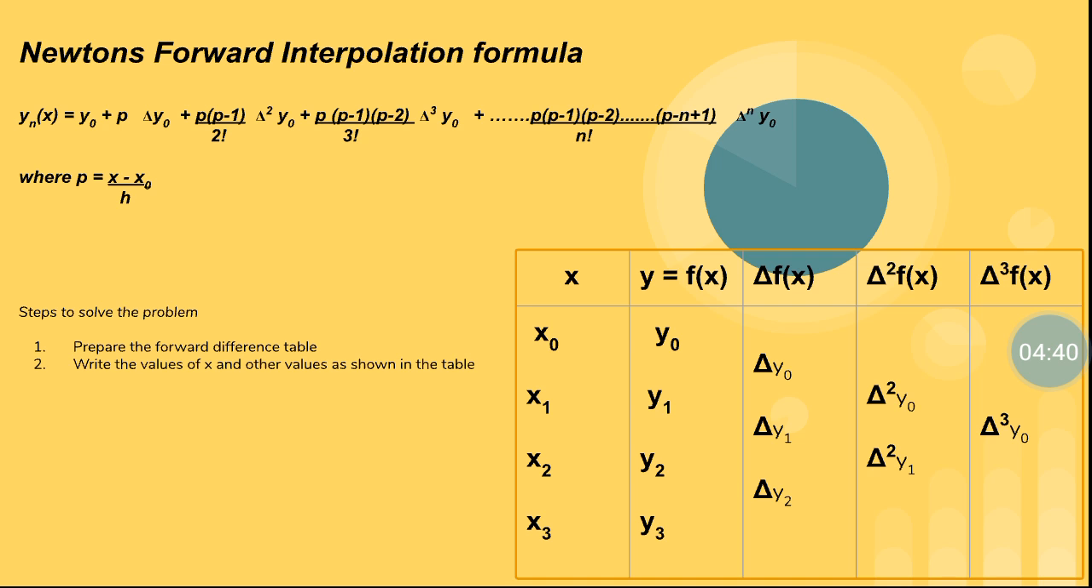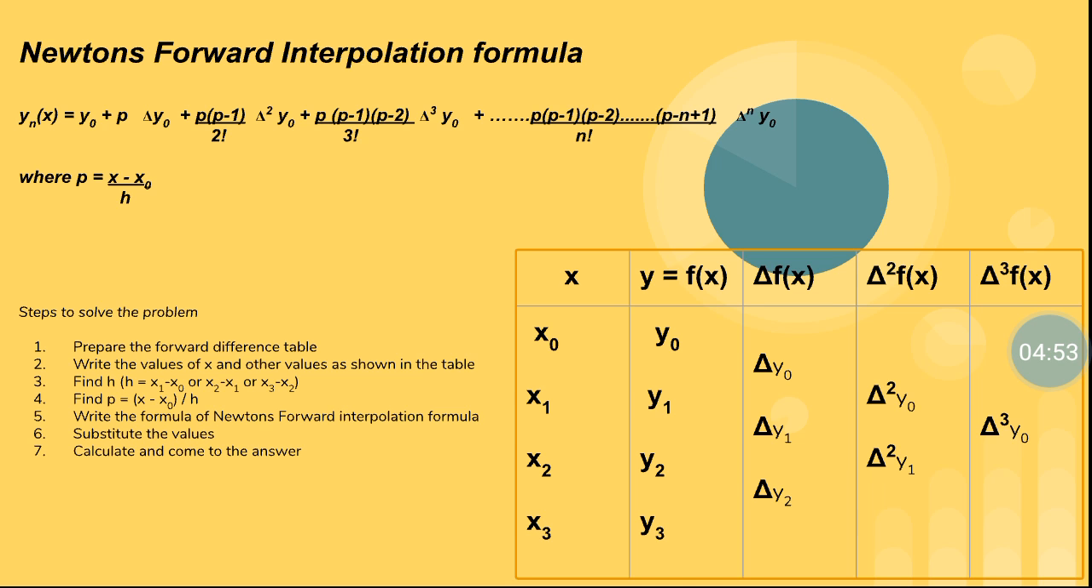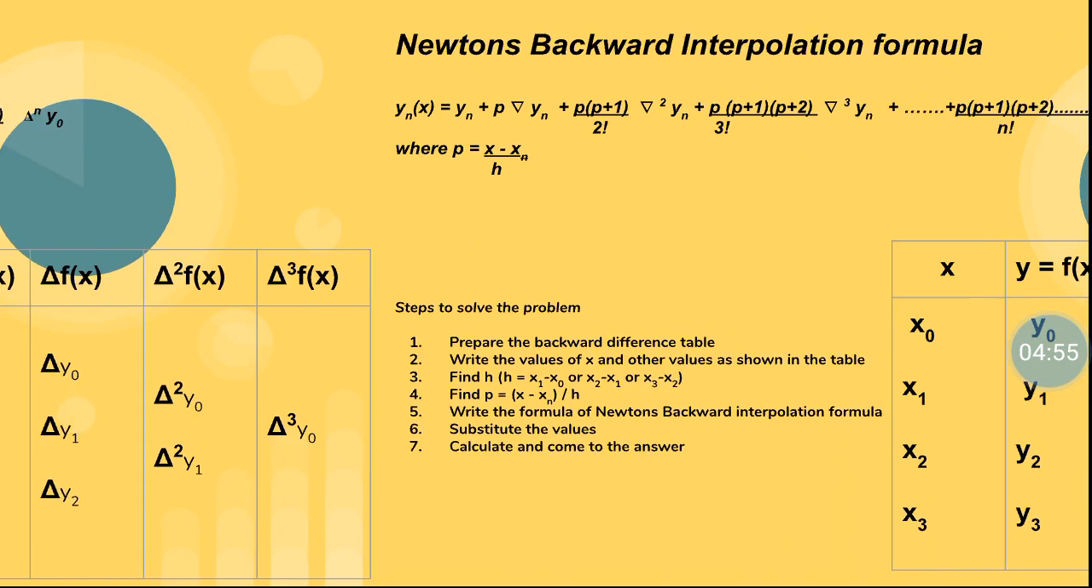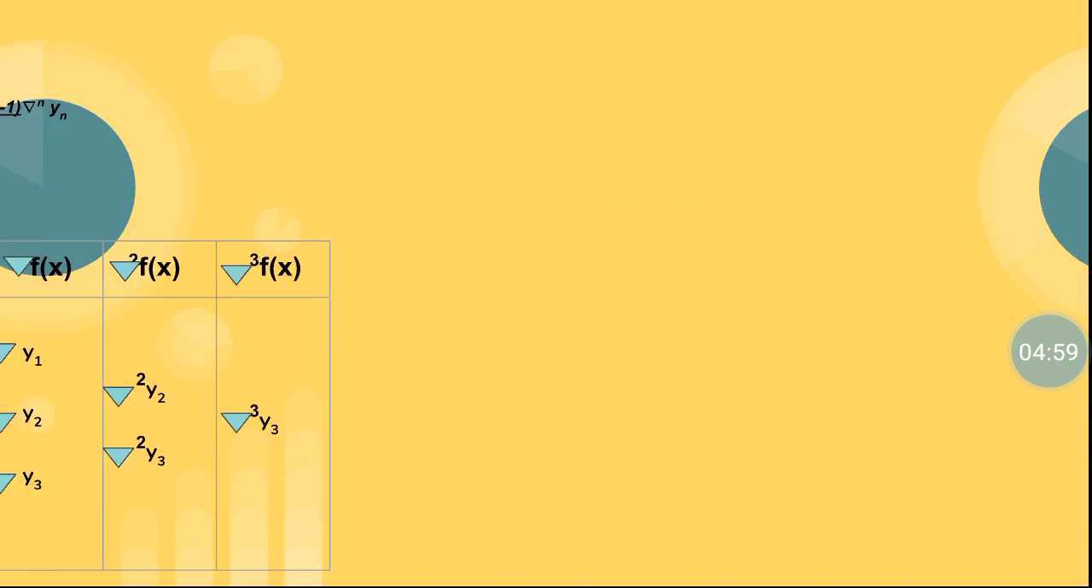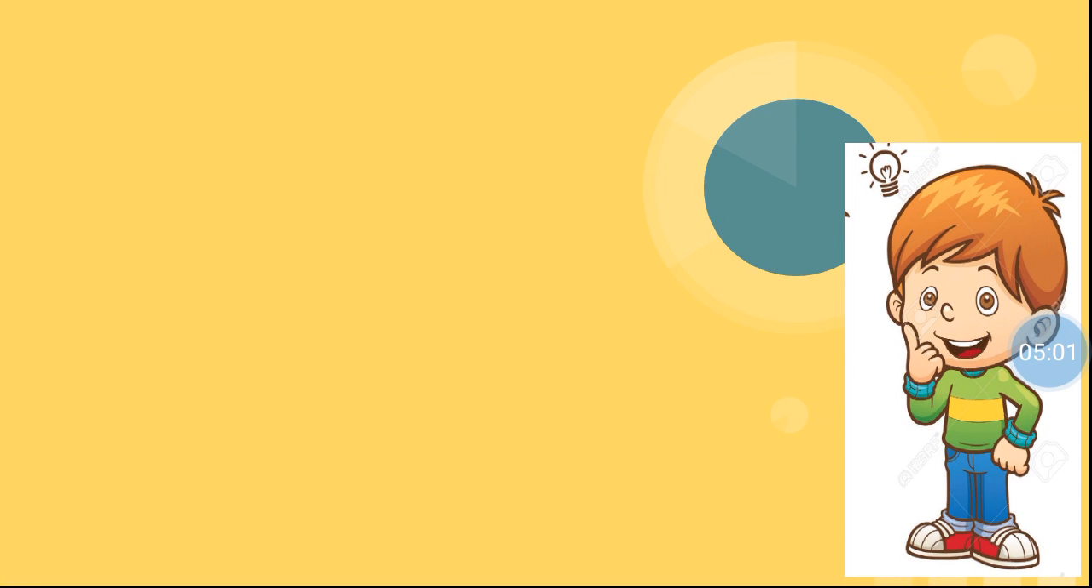Now let us see the steps to apply Newton's forward interpolation formula. First, prepare the forward difference table. Write all the values which are given in the table. Find h, which is x1 minus x0, and p, which is x minus x0 upon h. Then write the formula, substitute, calculate and come to the answer. The backward interpolation formula we will be seeing in the next session.